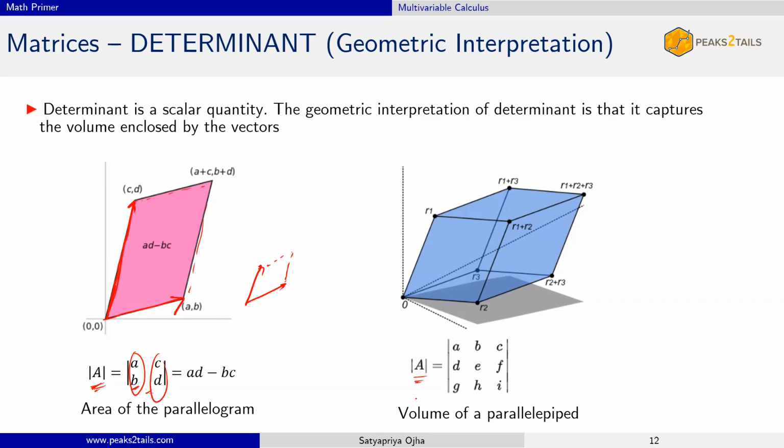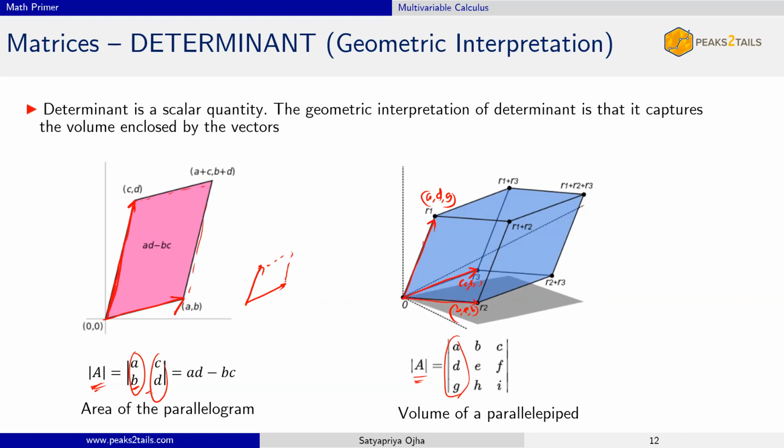Same idea you can extend to 3 vectors. If you have a 3 by 3 matrix, the first column is ADG. That's, let's say, R1. This point is ADG: X coordinate, Y coordinate, Z coordinate. BEH is R2, and R3, our third vector, is CFI. So we have one vector, another vector, and in 3 dimensions, we have 3 vectors.